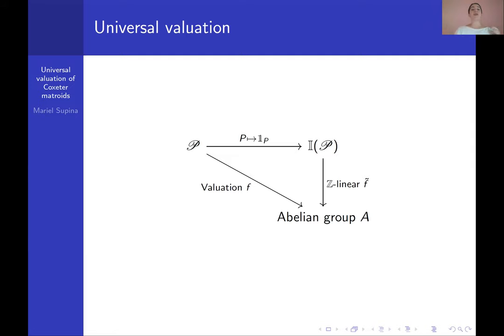Okay, so a universal valuation should be a valuation, a function from P to some abelian group that we can pick, and we want to be able to get every other possible valuation as a specialization of this universal valuation. But as I just said, a valuation is the same as a Z-linear function on the indicator module. And to choose a Z-linear function, all I need to do is come up with a basis for the module of indicator functions and define a value on every basis element. That is how you define a function on here.